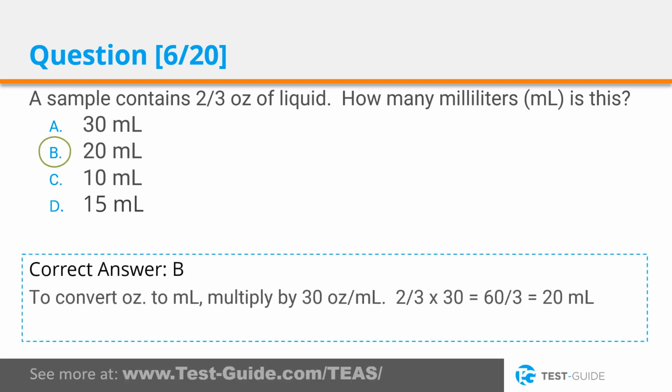Correct answer B. To convert ounces to milliliters, multiply by 30 milliliters per ounce. 2/3 times 30 equals 60 divided by 3, which equals 20 milliliters.